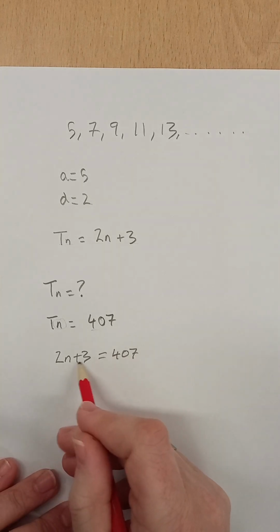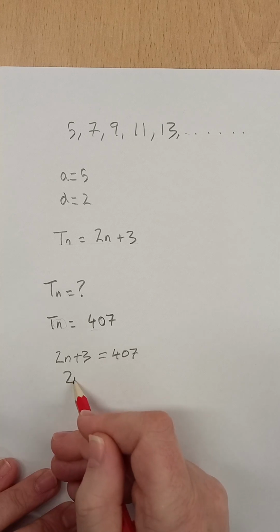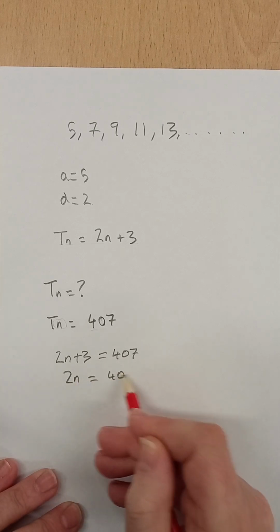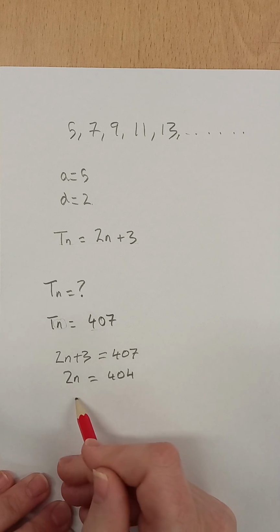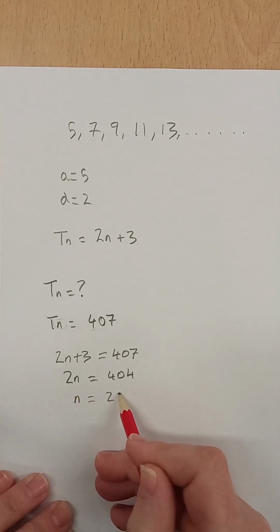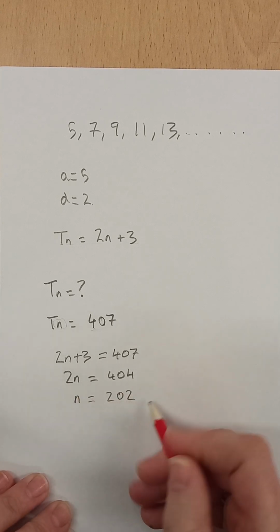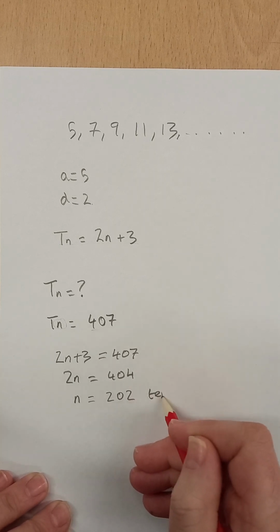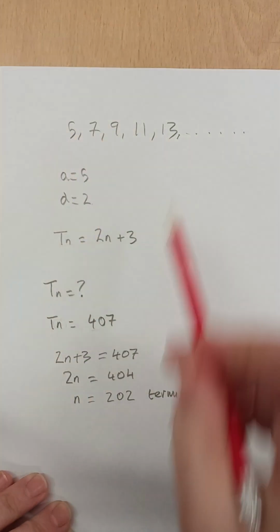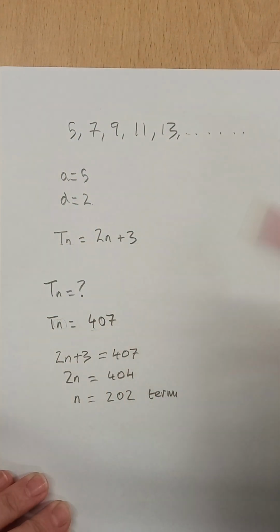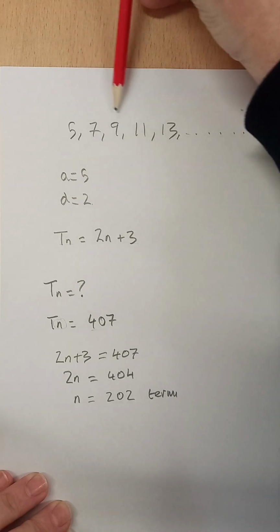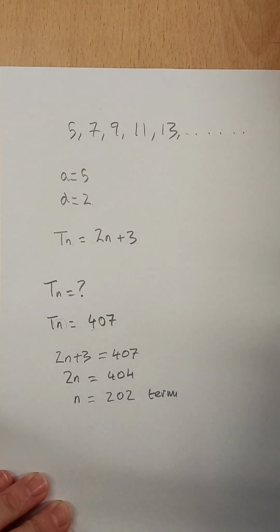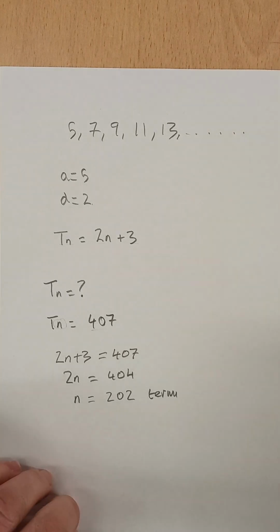So how am I going to solve it? Well, I'm going to take away 3 from both sides. And then I'm going to divide both sides by 2. So the 202nd term will give me 407 as an answer. In other words, that's the first term, the second, the third, the fourth, the fifth. If I keep going up, this is the 202nd number on my list, and the number there is 407. So that's how you do that.